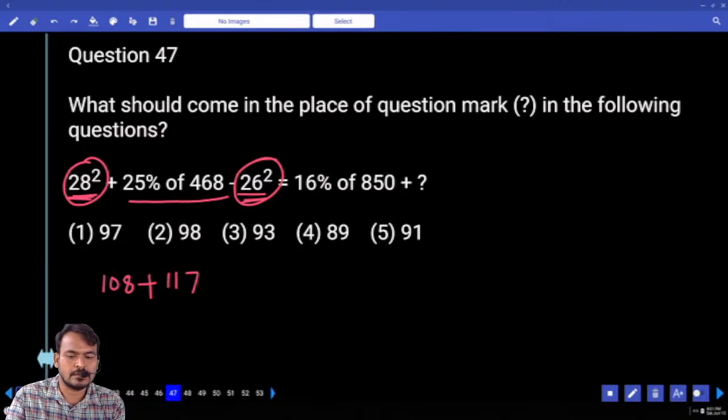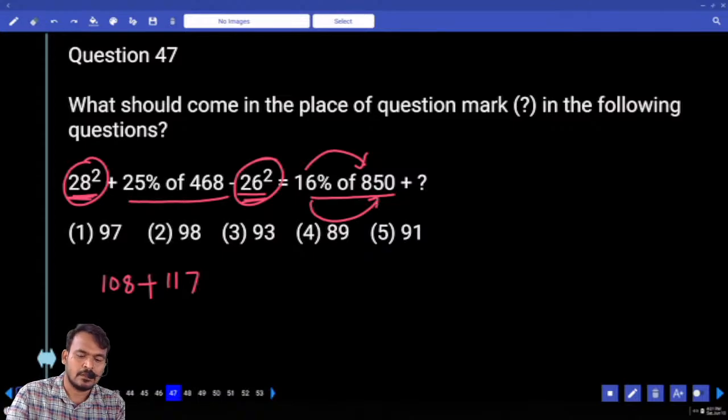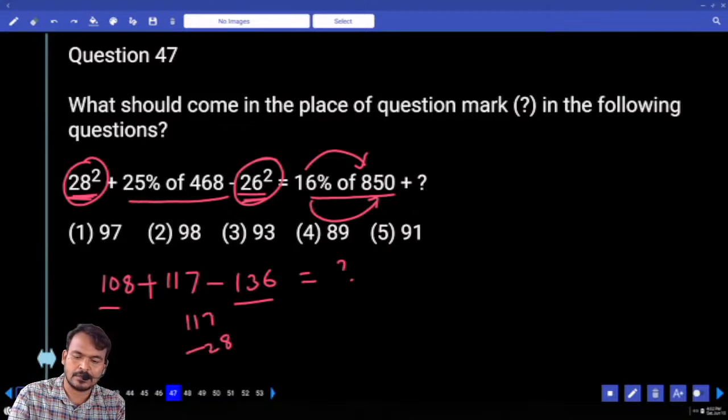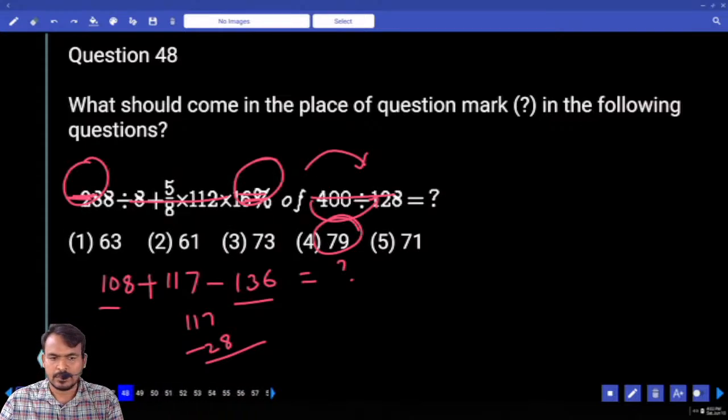117. 16% of 850, nothing but 16 into 8.5. What is 16 8s? 128. 16 into half 8, that is 136. Minus 136 equal to something. And 108, 136, difference 28. 117 minus 28. What is the answer? 117 minus 28, ends with 9. 89. Question number 48.